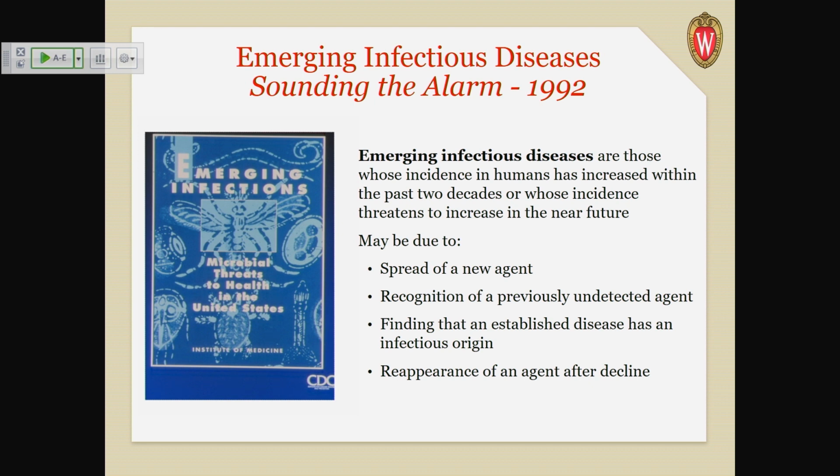finding that an established disease that we already know about has an infectious origin, or the reappearance of an agent after the decline. And I think in 1992, with that last one, they were really thinking about TB, because TB in the previous decades before that really had a great decline. But then with the emergence of the HIV/AIDS crisis in the 80s, TB in New York City and elsewhere really took off again.